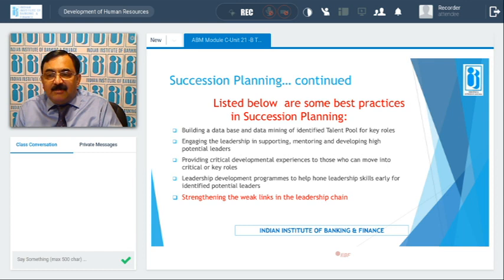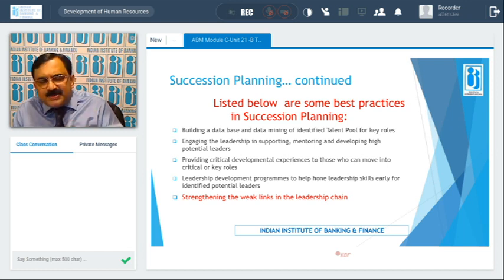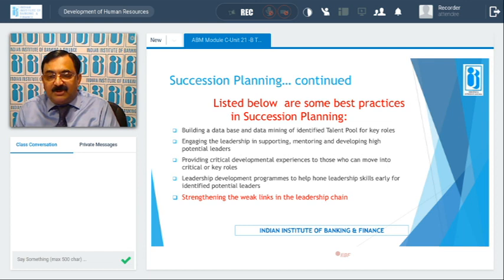Now, providing critical developmental exercises or interventions to those who can move into critical or key roles. So, it's through experiential learning workshops and developmental interventions, we can actually groom the future talent who can be part of the succession planning or the talent pool. Now, leadership development programs to help hone leadership skills early for identified potential leaders. Again, this can be done through developmental interventions or experiential learning workshops.